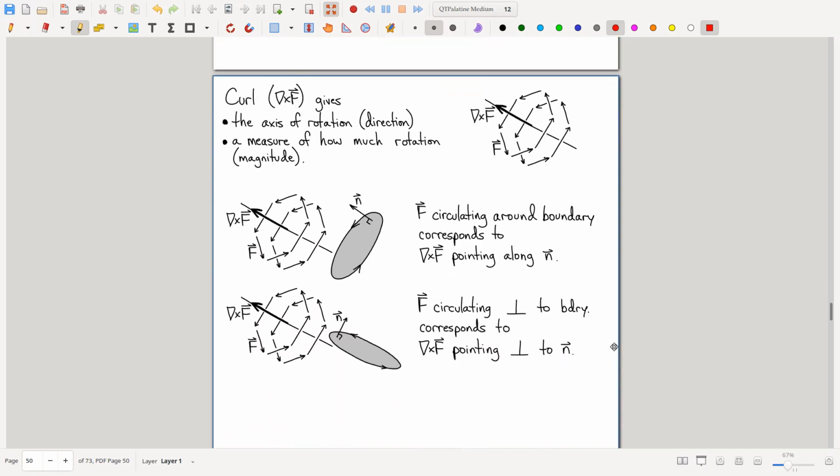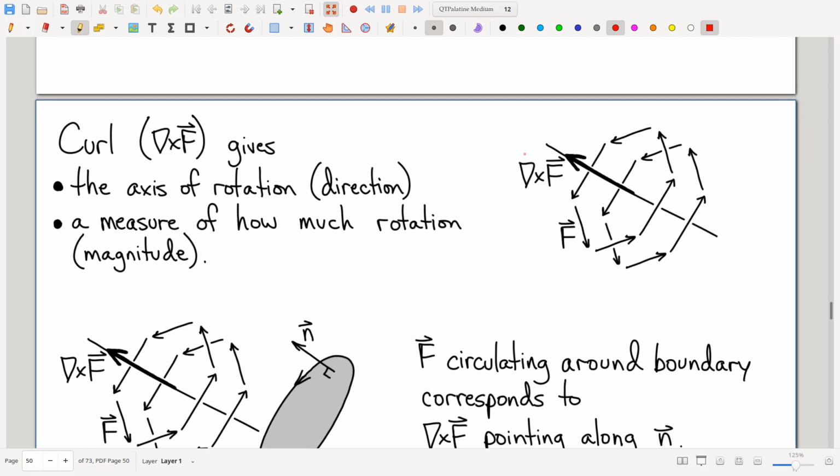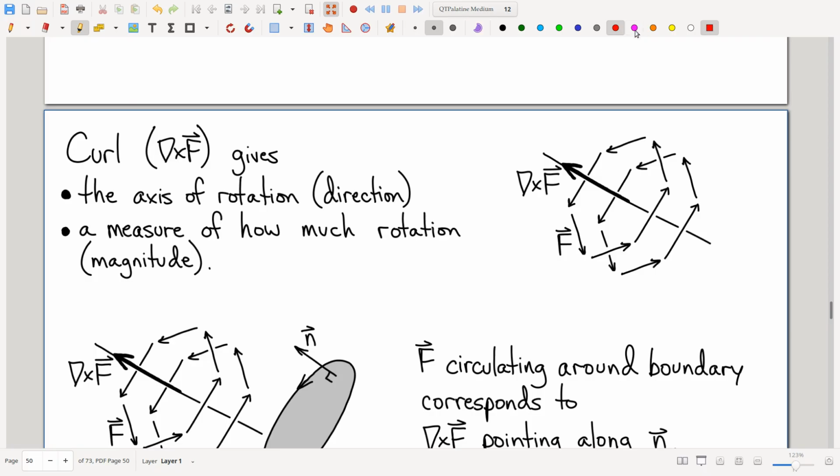Okay. All right, now a picture of what we just talked about. Curl.